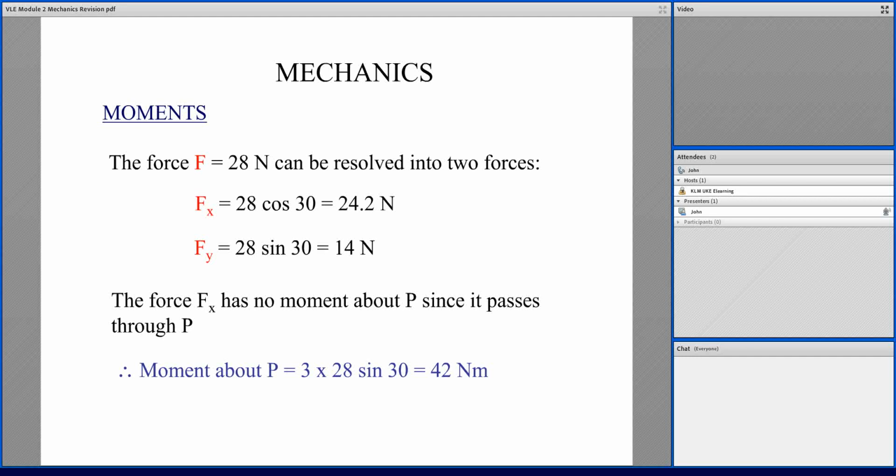The thing to understand here is, why did we resolve them? Because we were only interested in one component of this force. Because F sub x is acting horizontally, it's passing through the axis of rotation, or the pivot point P, and therefore it has no moment since it passes through P. So the only component of the force we are interested in is the vertical component, which is 14 newtons. And therefore the moment acting about P is just the moment arm, 3, multiplied by F sub y, which is 28 sine 30. And it gives you an equivalent moment of 42 Newton meters.